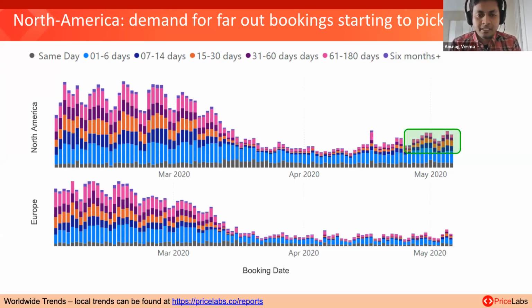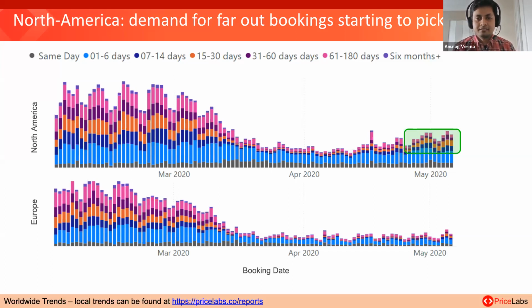Now, these are aggregated at a continent level. This doesn't mean that every location in North America and every location in Europe is seeing the same things. David is going to talk a little bit more about that and how you can spot your own region. In the market report tools or dashboards that we have created, we have seen there are some countries in Europe that are beginning to pick up already. So that's something that you should keep an eye out on.